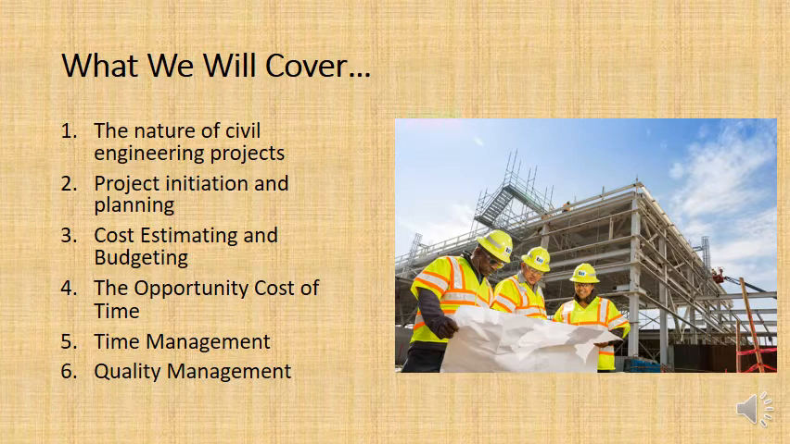So what will we be covering in this course? Well, we're going to be talking about what is a civil engineering project and what is a project generally. We're going to talk about how projects begin and how you plan for them. We're going to talk about cost, namely how do we manage money, how do we budget for these projects, and how do we monitor expenditure. We'll talk about the opportunity cost of time. Opportunity cost is a term you should be very aware of from doing engineering economics.